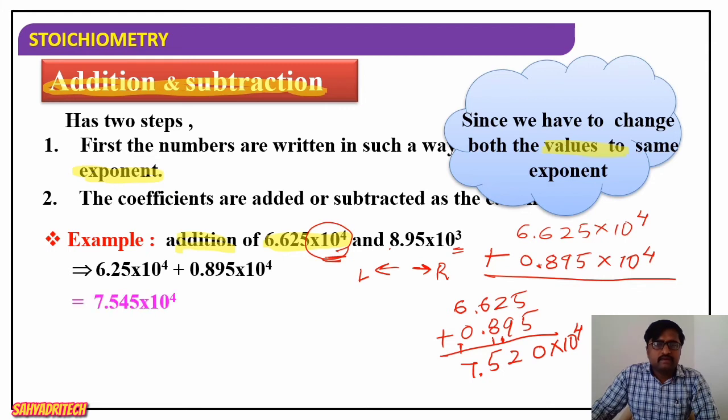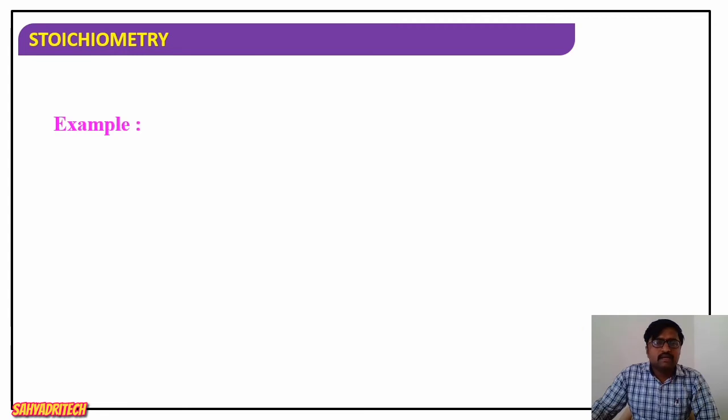0.895. Then 7. Say that is a little mistake here. So solved here, 7.520 into 10 raised to 4. Okay. Well, similarly, if you go for subtraction, one more example, say 2.5 into 10 raised to minus 2 minus 0.48 into 10 raised to minus 2.